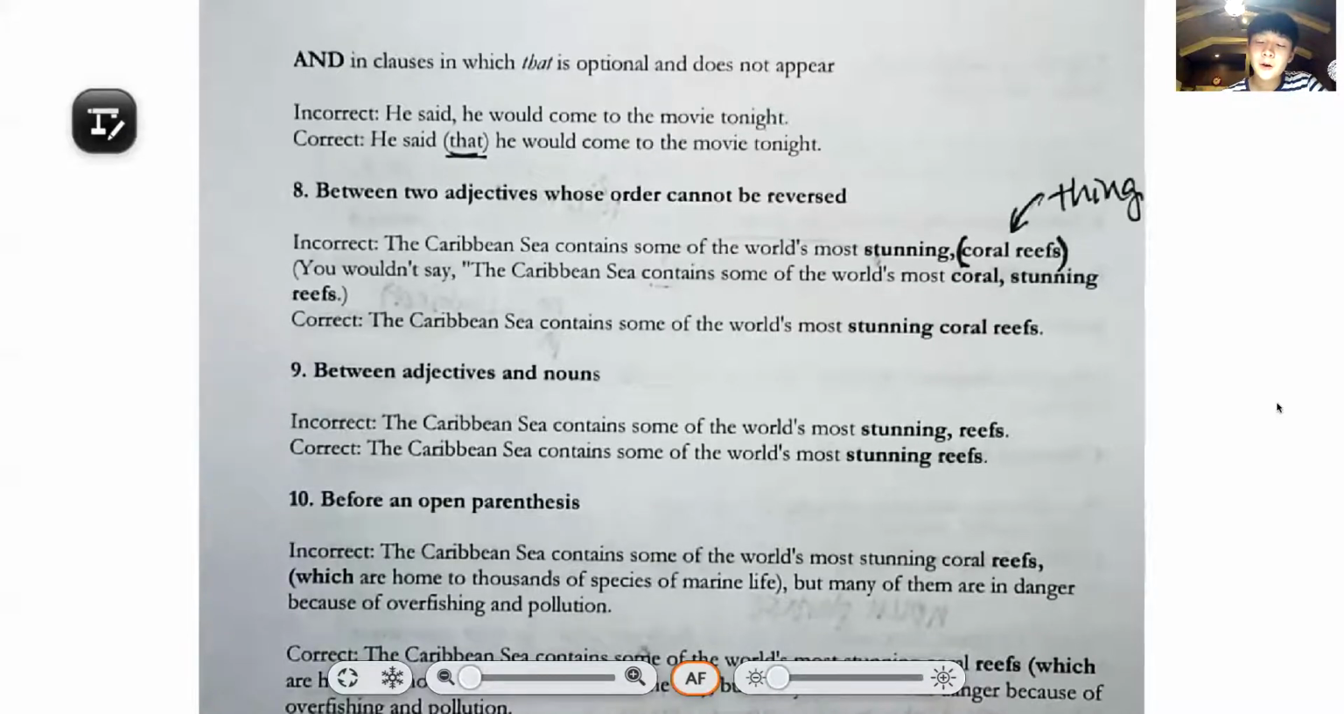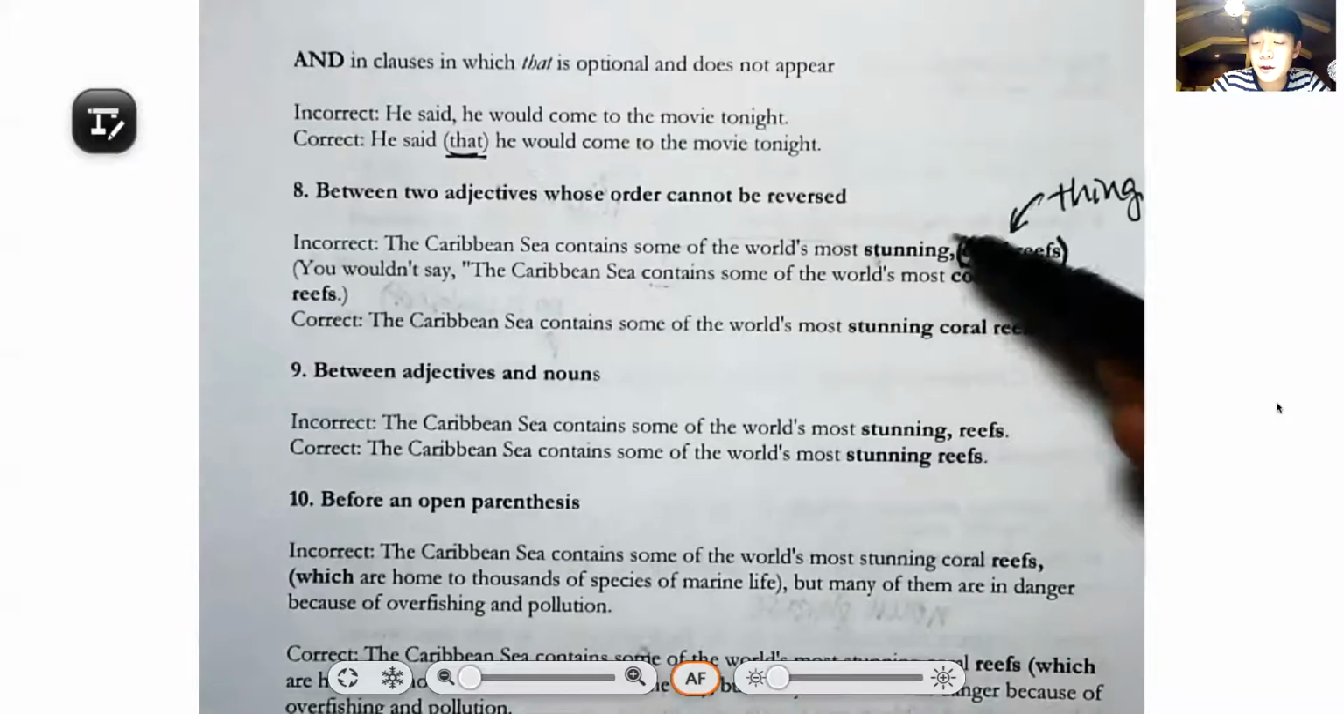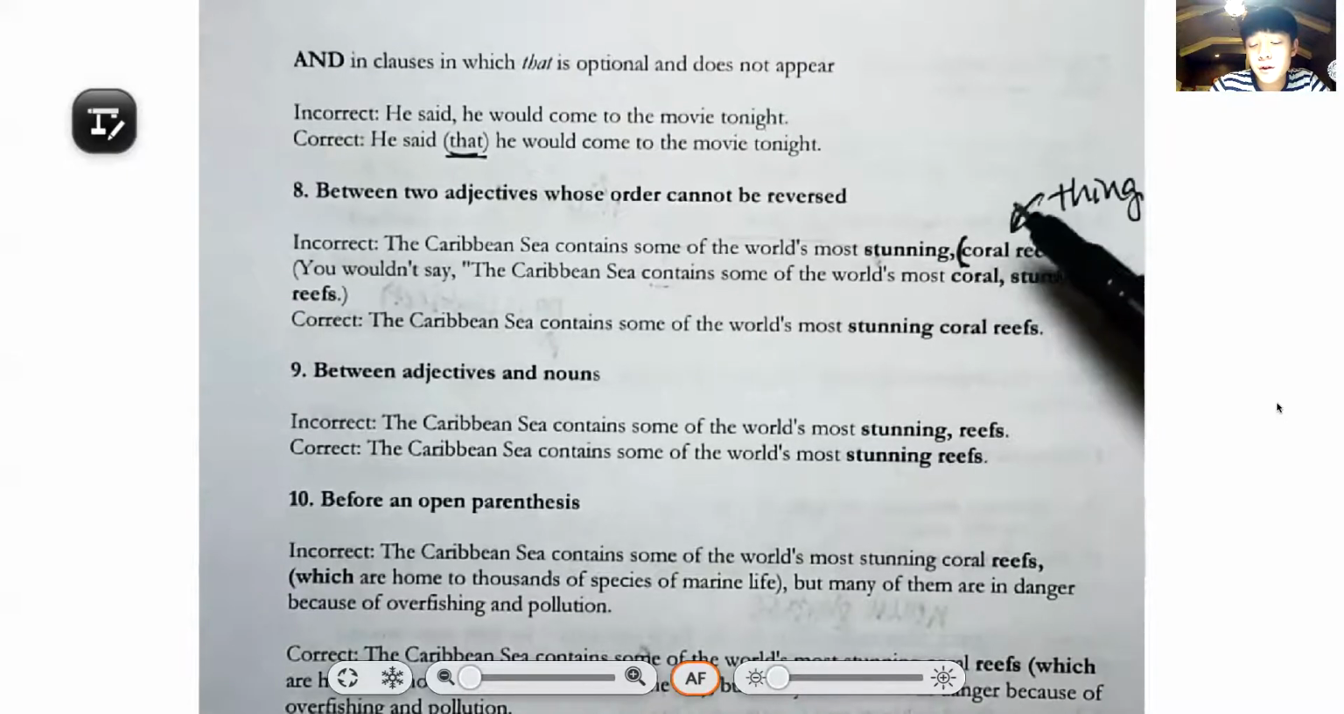And you can't say coral stunning reefs because there's no such thing as stunning reefs, right? What are stunning reefs, right? They're coral reefs. It is an entity, right? Coral is not just describing reefs, it is a type of reef, right? That's how I like to describe it. So you don't put a comma between those two adjectives whose order cannot be reversed.